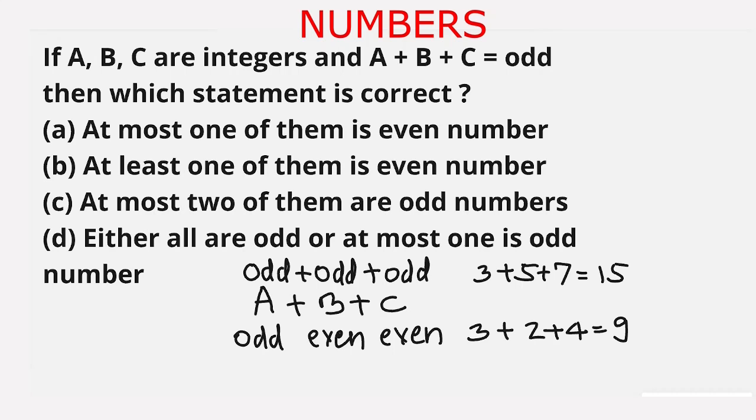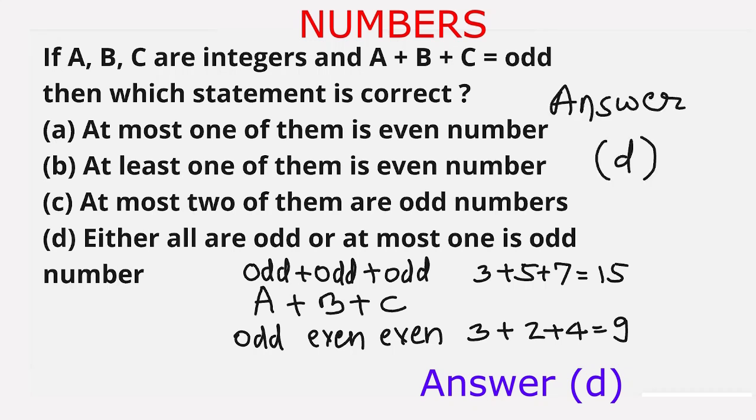Now we verify it also. Either all are odd, that is, all are odd, 3, 5 and 7, or at most one is odd, that is 3 plus 2 plus 4. Here at most one is odd. Either all are odd or at most one is odd. This option is correct from our solution. Hence our answer is option D.